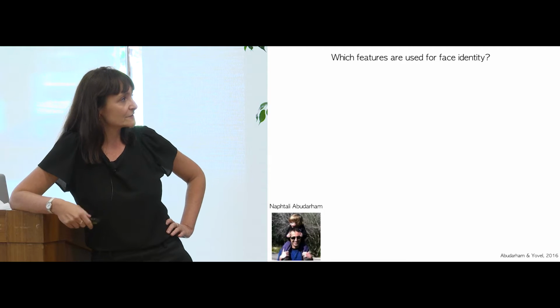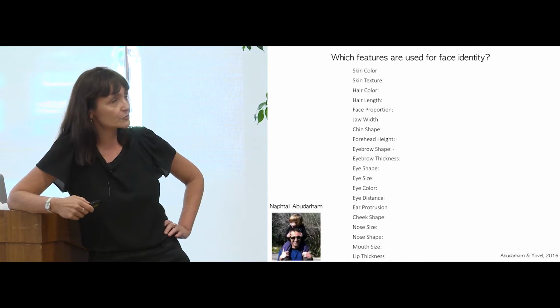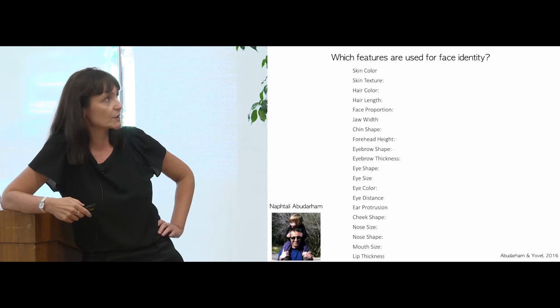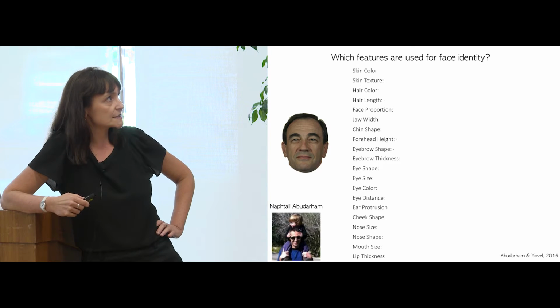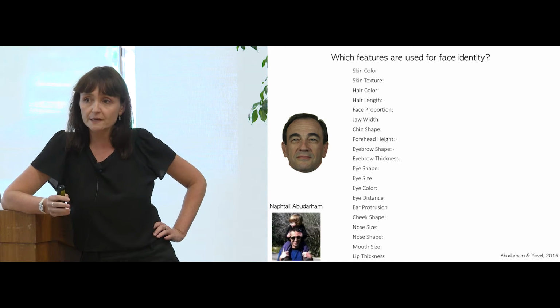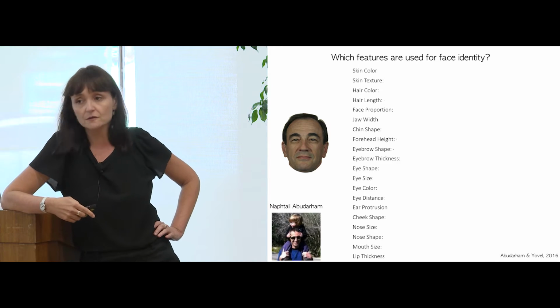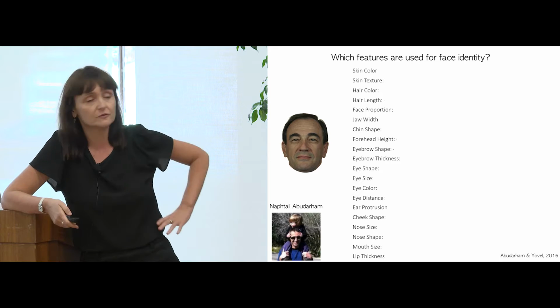So these are the studies that Naftali Abudam did in my lab. We started with a list of 20 different features that pretty much cover most of the information that we have in the face. So for example, skin color, skin texture, face proportion, eyebrow thickness, and so on. And the metric is going to be based on subject perceptual ratings. So we ask subjects to rate each of those different features on a set of like 100 faces.